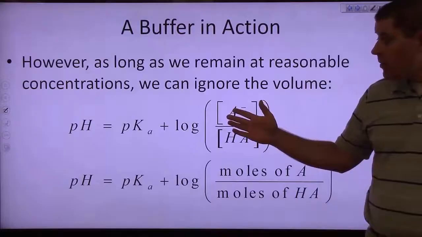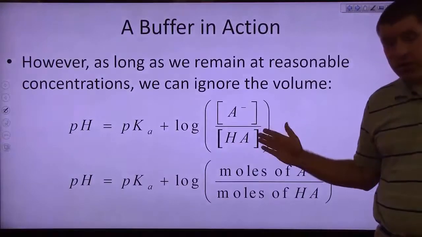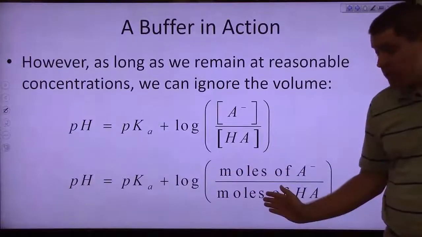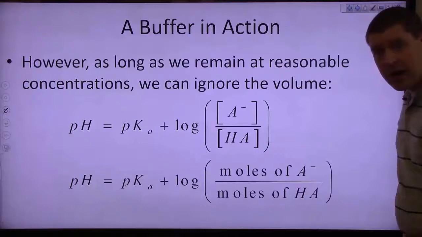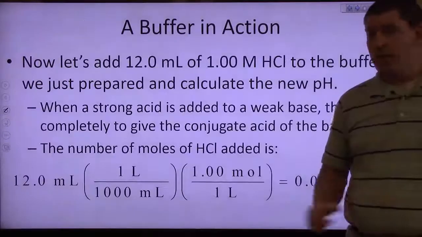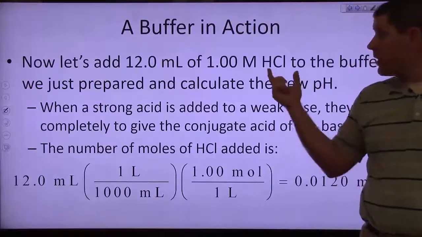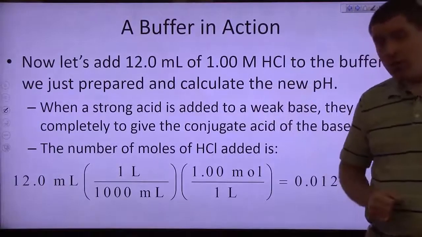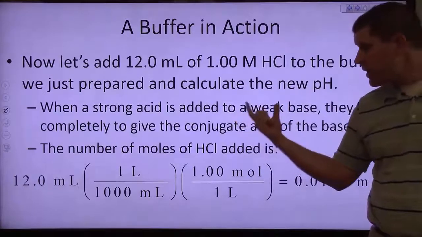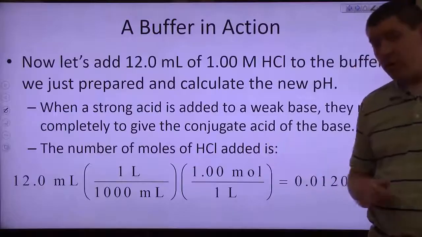And that then means that we can change from our Henderson-Hasselbalch equation involving concentrations, and express it instead in terms of moles of our base and moles of our acid that we have added to our solution. So now let's add 12.0 milliliters of 1.00 molar hydrochloric acid to our buffer that we just prepared, and calculate the new pH. When a strong acid is added to a weak base, they react completely to give the conjugate acid of our weak base.